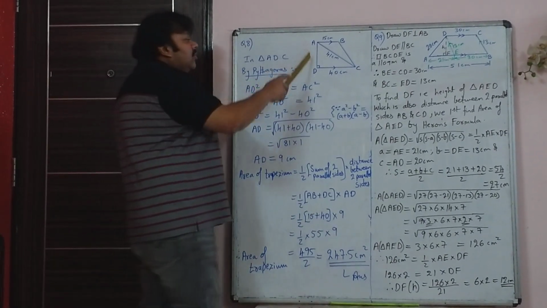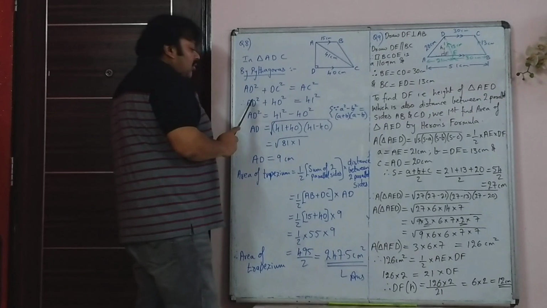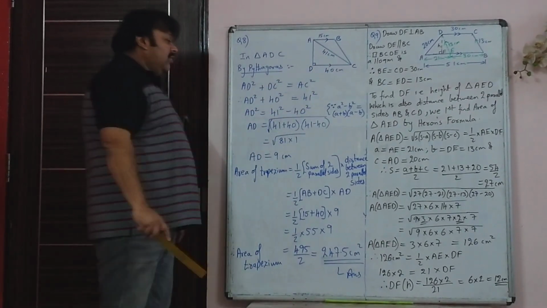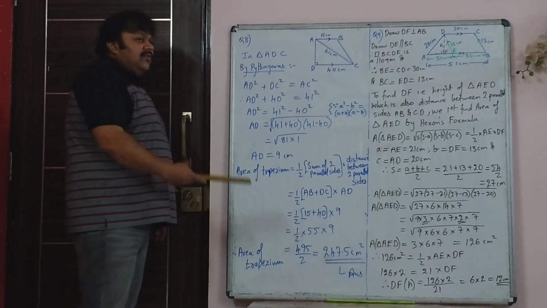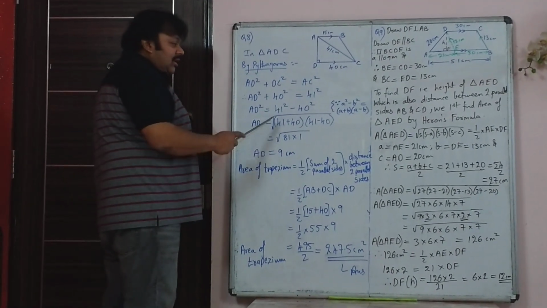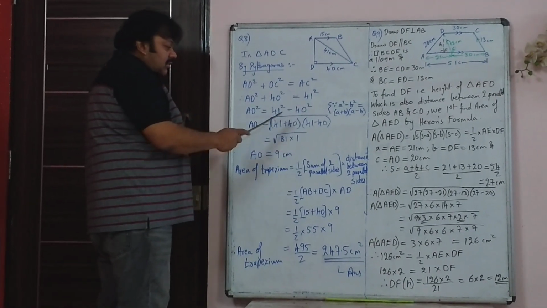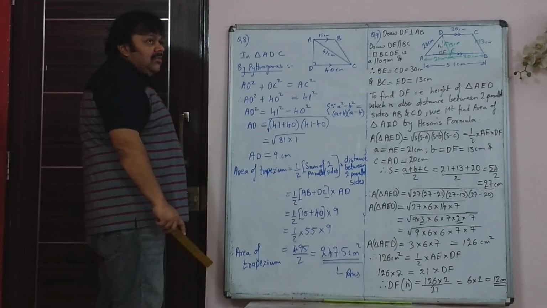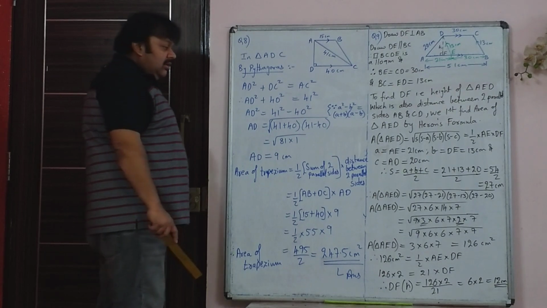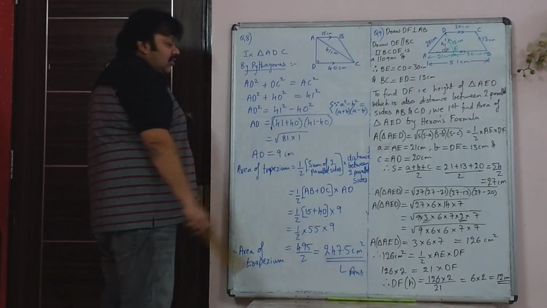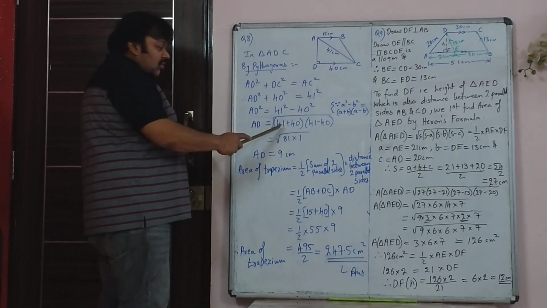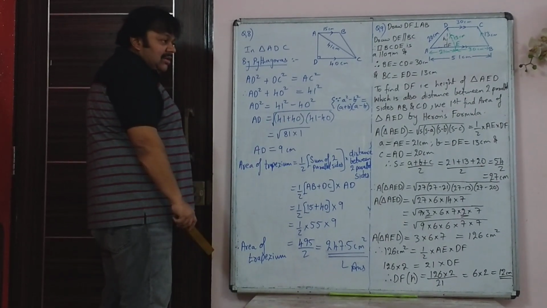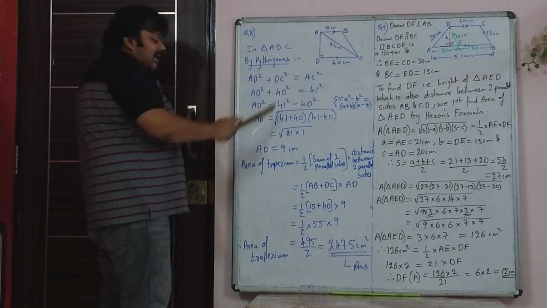We can find AD using Pythagoras theorem. We have AD squared plus 40 squared is 41 squared. So instead of finding 41 squared and 40 squared, I have directly written a squared minus b squared. I have shifted it there. It is 41 squared minus 40 squared, which is (a plus b) into (a minus b). So 81 into 1, the root of that is 9. So you get AD as 9.